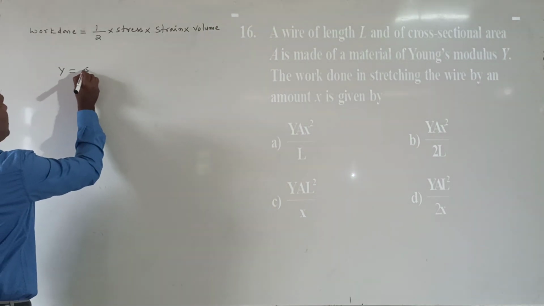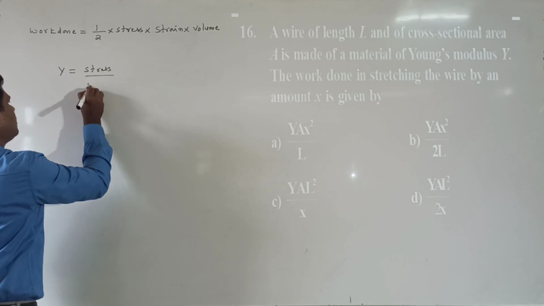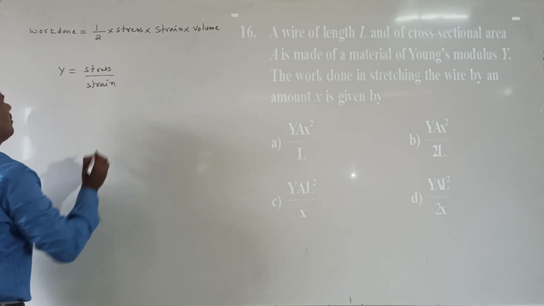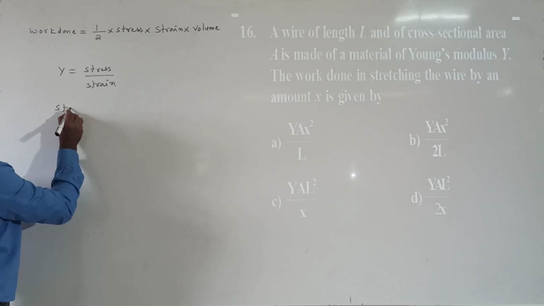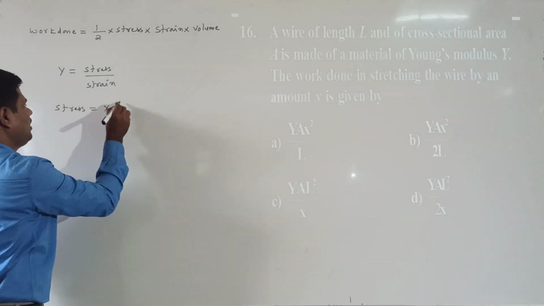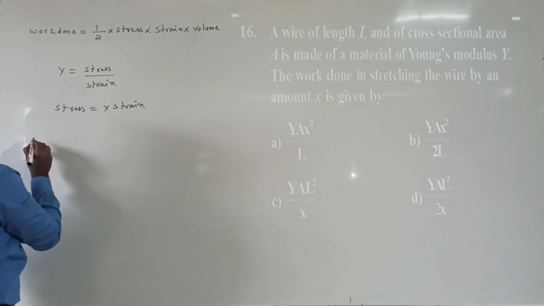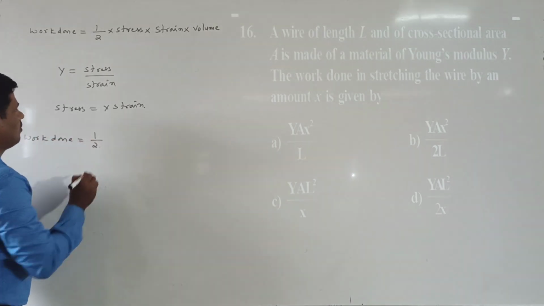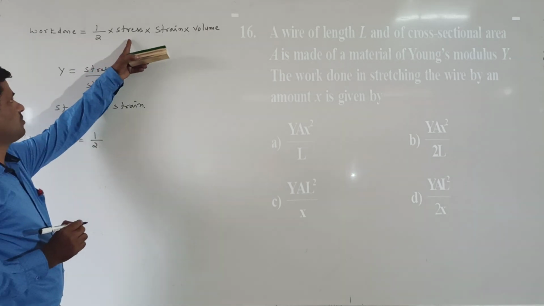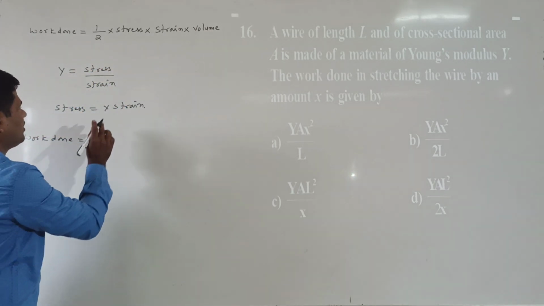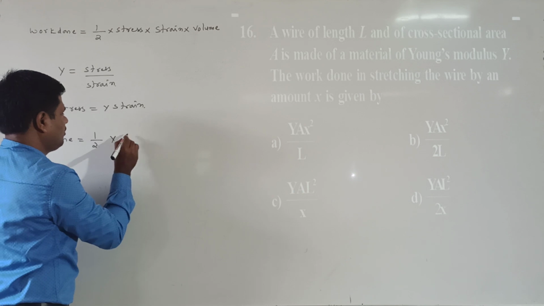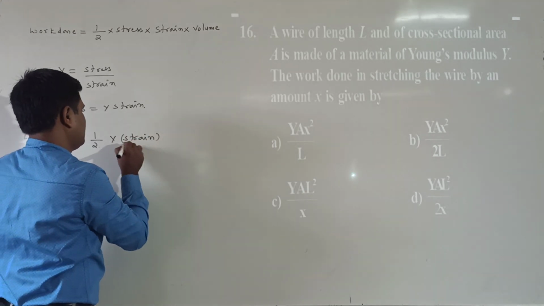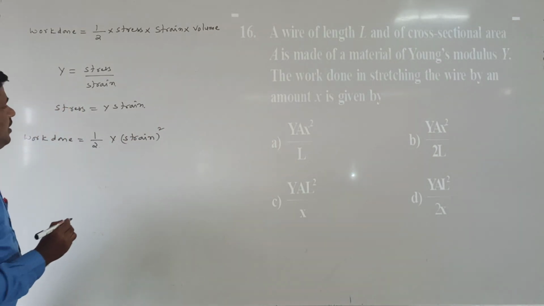So Y is equal to stress by strain. So stress is equal to Y into strain. Now the formula changes: work done is equal to half into Y into strain, substituting Y into strain for stress. What we get here is Y into strain square into volume.